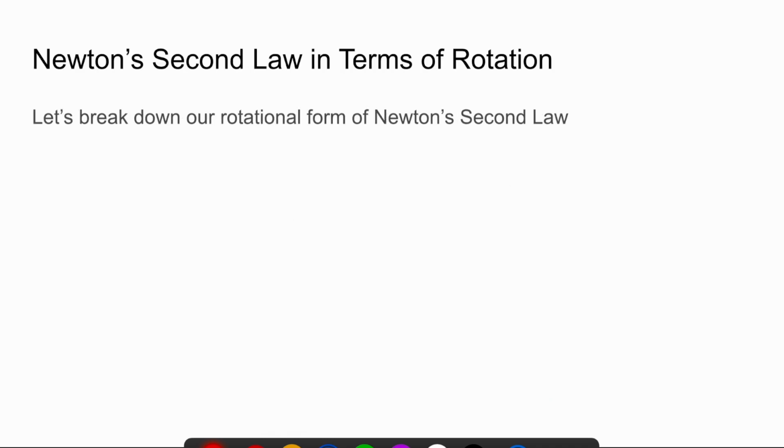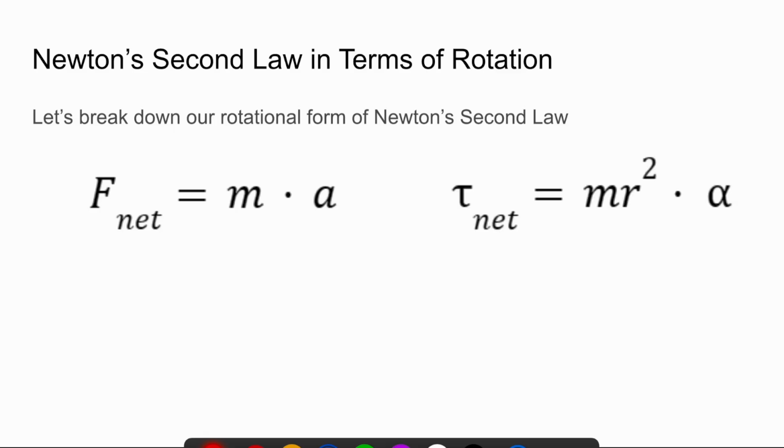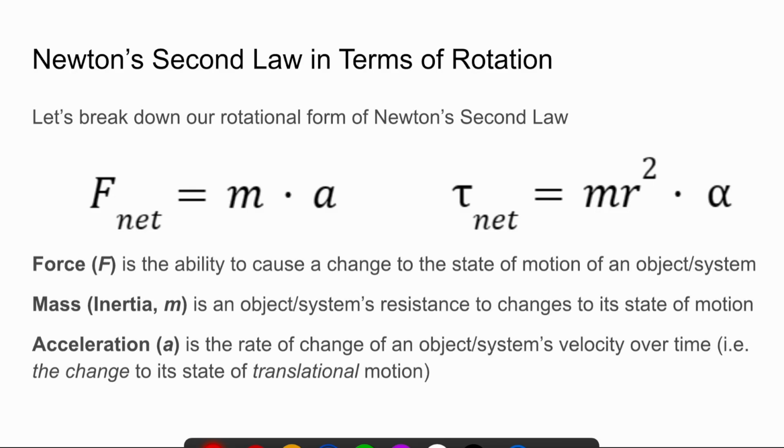So let's break down our rotational form of Newton's second law. We've got net force equals mass times acceleration, and we're going to compare that to net torque equals mr squared times angular acceleration. We know from Newton's second law, translationally, that force is the ability to cause change to the state of motion. Mass is the resistance of an object or system to changes to its state of motion, and acceleration is that change in the state of motion. So let's think about how those things translate over here.